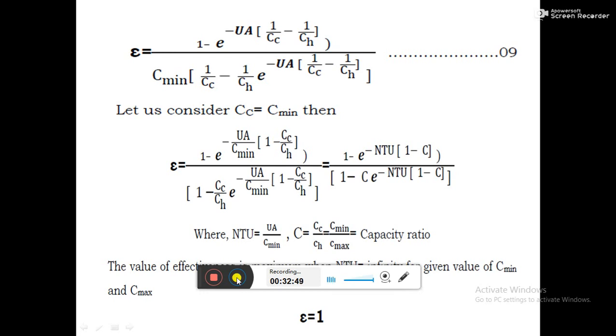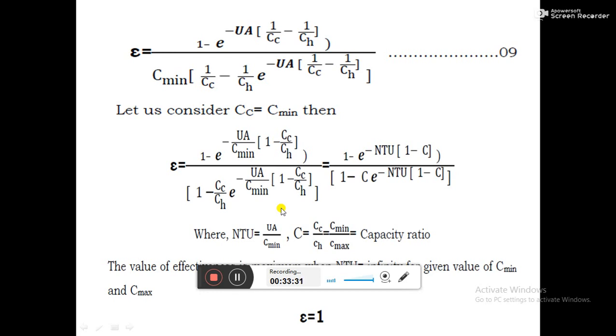Now let us consider the heat capacity of the cold fluid as minimum, and taking that term outside, we will get 1 minus e to the power of minus UA by C minimum into 1 minus Cc by Ch, divided by 1 minus Cc by Ch into e to the power of minus UA by C minimum into 1 minus Cc by Ch.